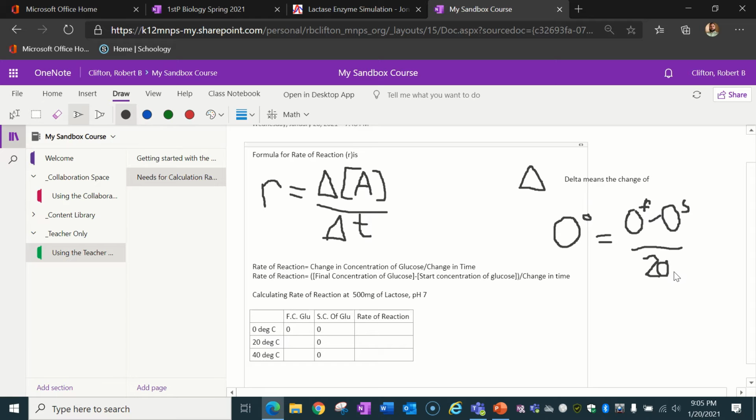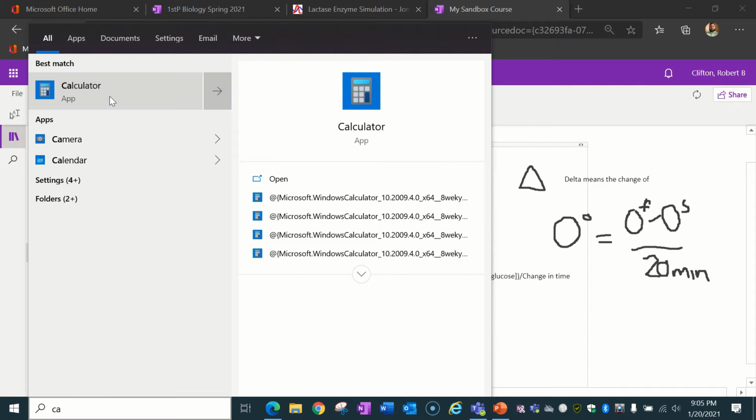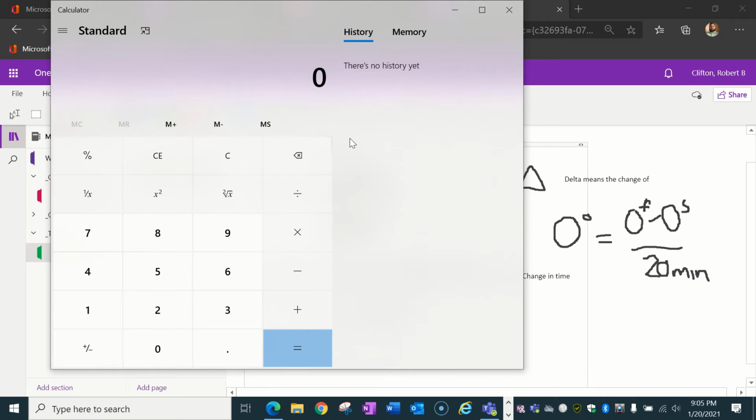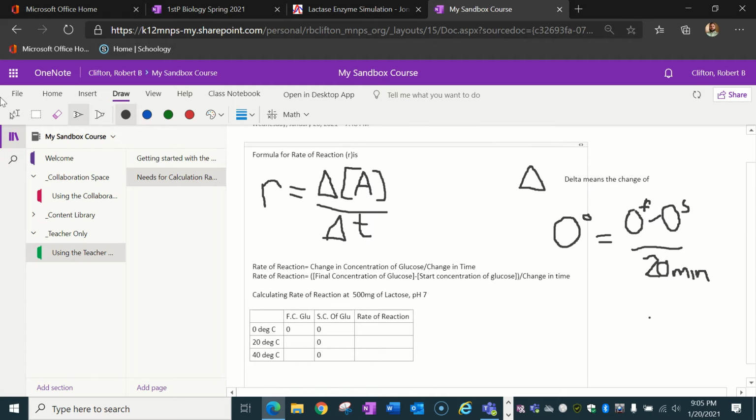All right. So if I go to my handy dandy calculator and I do 0 divided by 20, I get 0. So my rate of reaction for that is 0 because it never happened. And we're measuring our rate of reaction in milligrams per deciliter, per minute. And this is the rate of reaction to produce glucose.